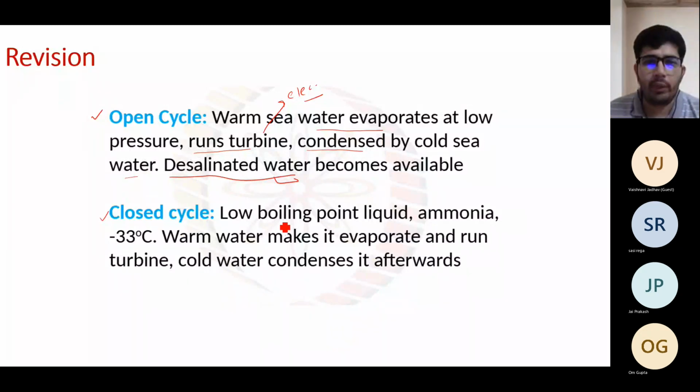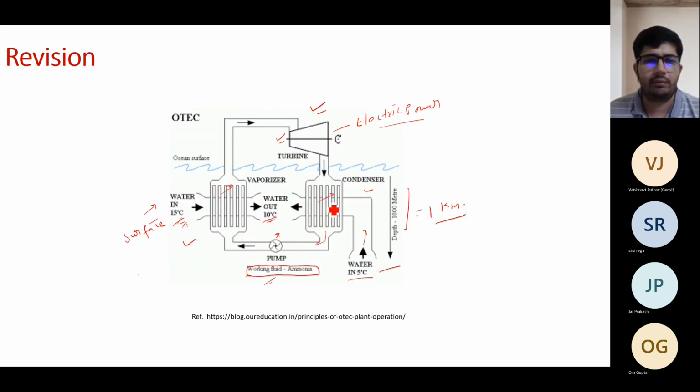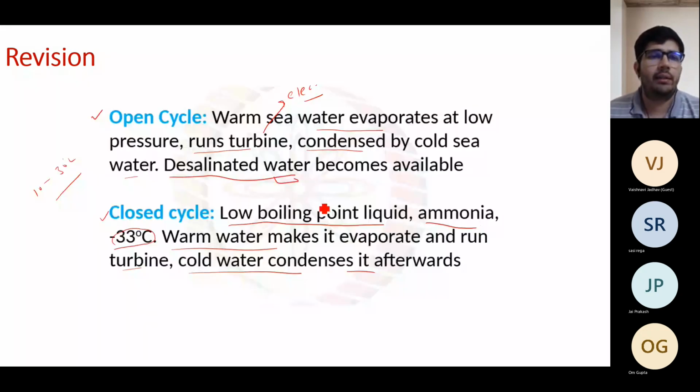For closed cycle, we use a low boiling point liquid like ammonia. Its boiling point is minus 33 degrees, so it can be used in the temperature range of 10 to 30 degrees centigrade. Because its boiling point is very low, warm water makes it evaporate and run the turbine. Cold water condenses it afterwards. So we have seen warm water is evaporating it, and the cold water is again condensing it. So we can use the open cycle and closed cycle.